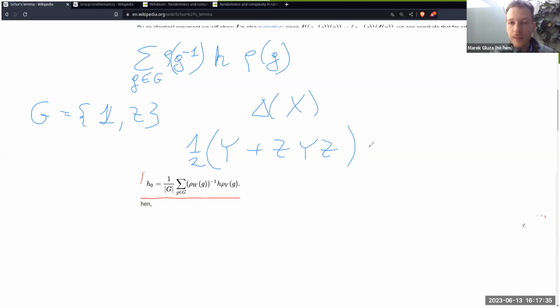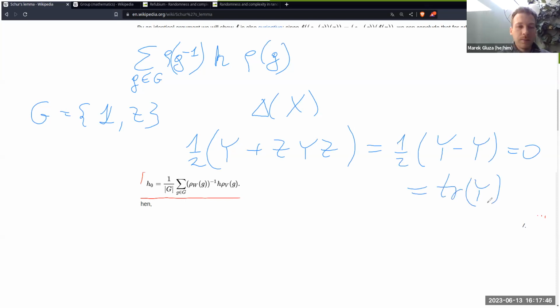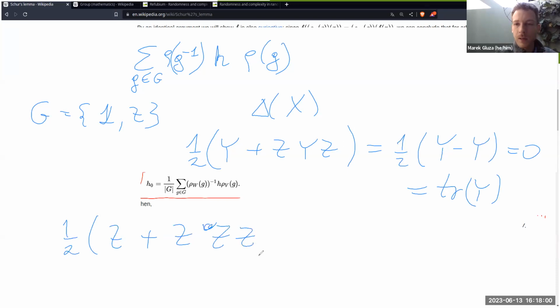But if you do the same Pauli algebra, you will get that this is 1/2 Y minus Y, which gives me 0, which you can check is proportional to the trace of Y. Now, what happens if I have Z? So I will consider 1/2 Z plus Z, not Y, Z, Z. And this gives me 1/2 times 2 times Z. So I get Z.